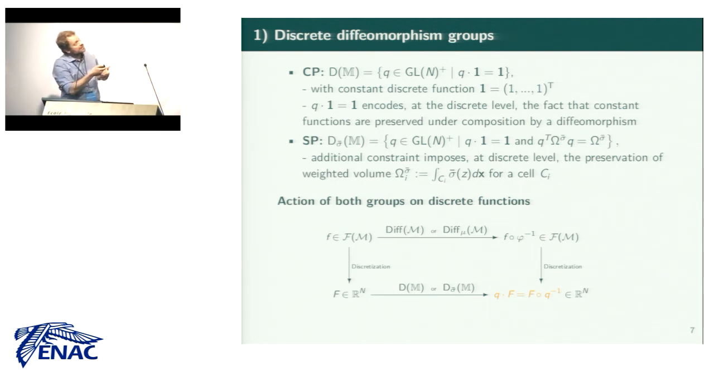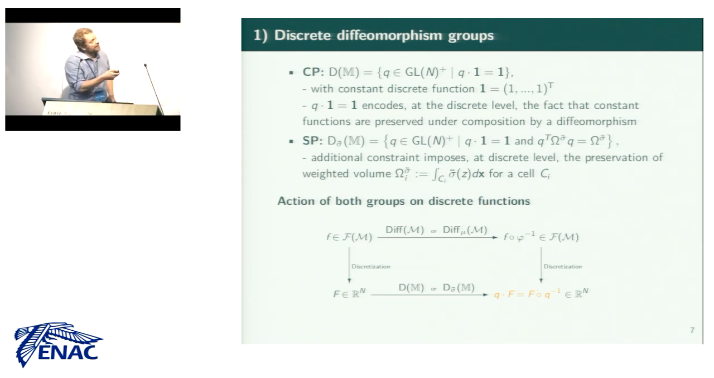And in the soundproof case, we need an additional constraint. For this one, we also need a constraint that the weighted volume forms are preserved. What does it mean? It means we have an incompressible flow, or a weighted incompressible flow. So by these two definitions, we have now modeled the continuous diffeomorphism groups by discrete matrix groups.